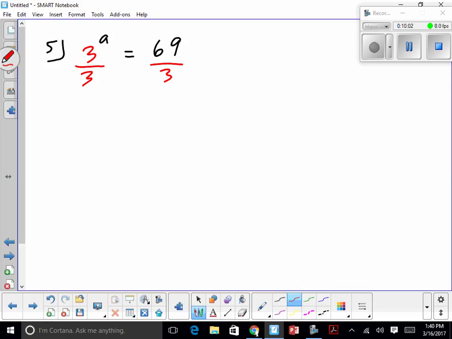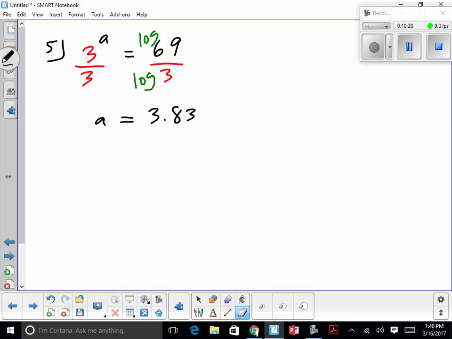In order to do this, make sure you write the word log both on the top and on the bottom. All right, and then we're left with A equals something. A equals what? I heard some 3.85s. I'll do the 3.84. If you did the 3.85, yeah, it's fine. I'll put the 2 digits, because usually it's just 2 digits. 3.85.